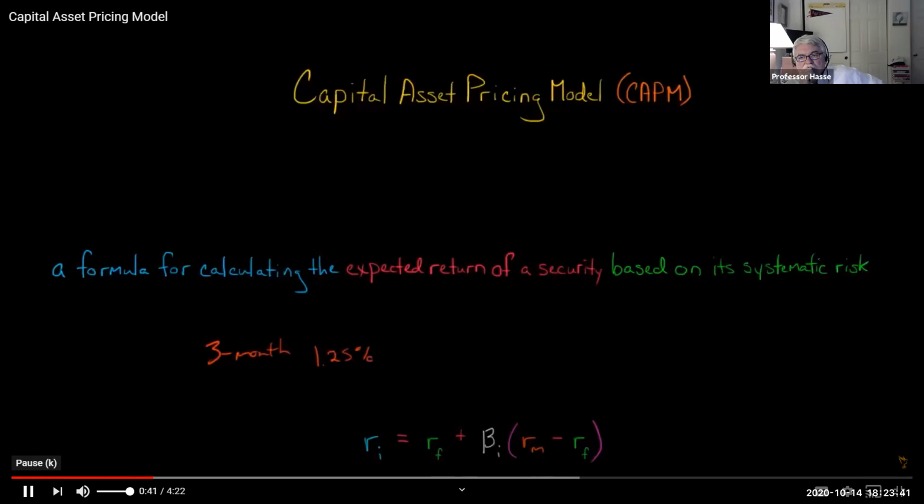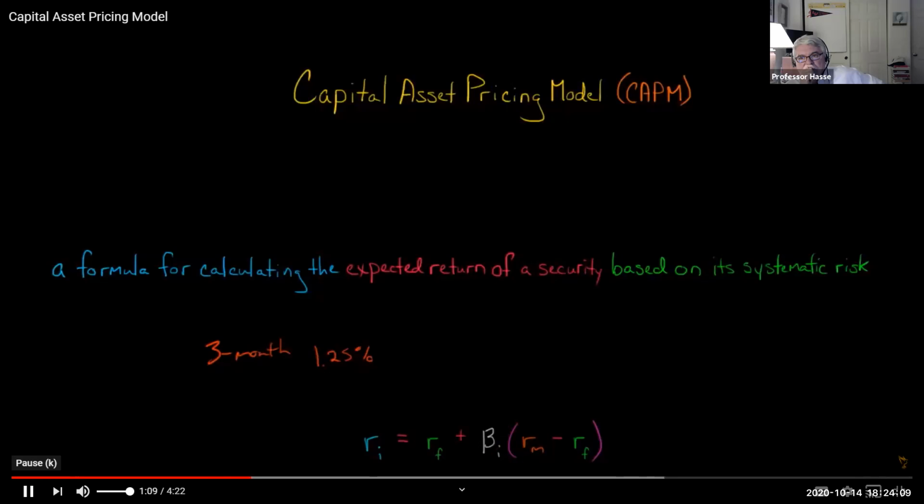And then you add to that the beta of security I. So I've got beta sub I. So the beta is a measure of the systematic risk of this security. Okay, basically how the value of that security, how much is that tied to the overall market performance? Okay, so we've got this measure of systematic risk beta, and then we multiply that by this whole thing right here, which is the market risk premium.